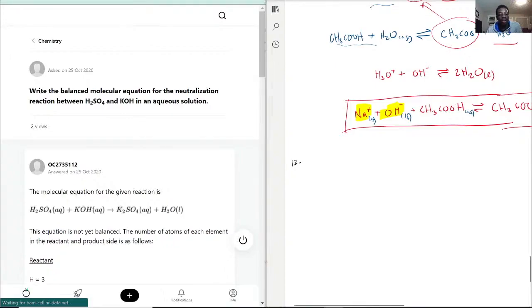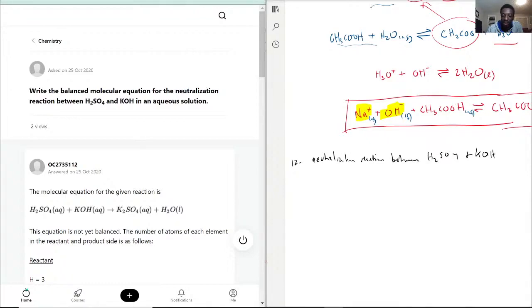Write the balanced molecular equation for the neutralization reaction between H2SO4 and KOH in aqueous solution. So the tricky part here is that we need to first understand how H2SO4 would even have to neutralize.